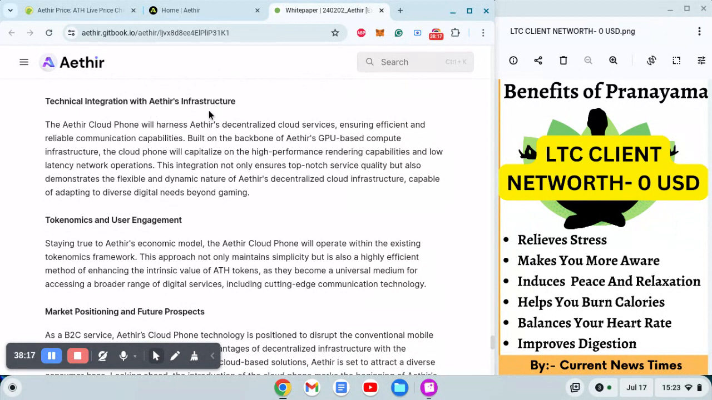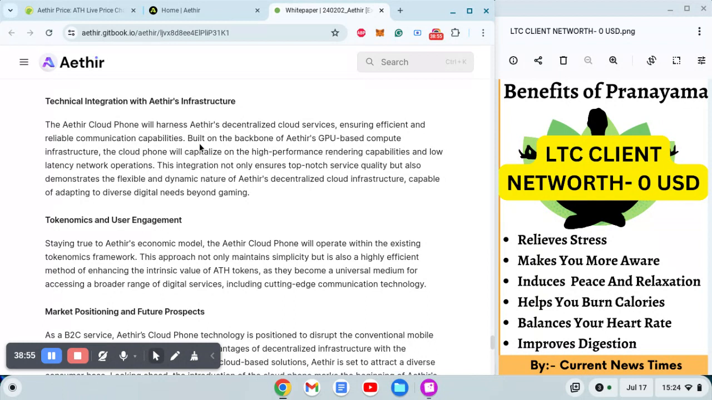Technical integration with Aethir's infrastructure. The Aethir cloud phone will harness Aethir's decentralized cloud services, ensuring efficient and reliable communication capabilities. Built on the backbone of Aethir's GPU based compute infrastructure, the cloud phone will capitalize on the high performance rendering capabilities and low latency network operations. This integration not only ensures top notch service quality but also demonstrates the flexibility and dynamic nature of Aethir's decentralized cloud infrastructure, capable of adapting to diverse digital needs beyond gaming.